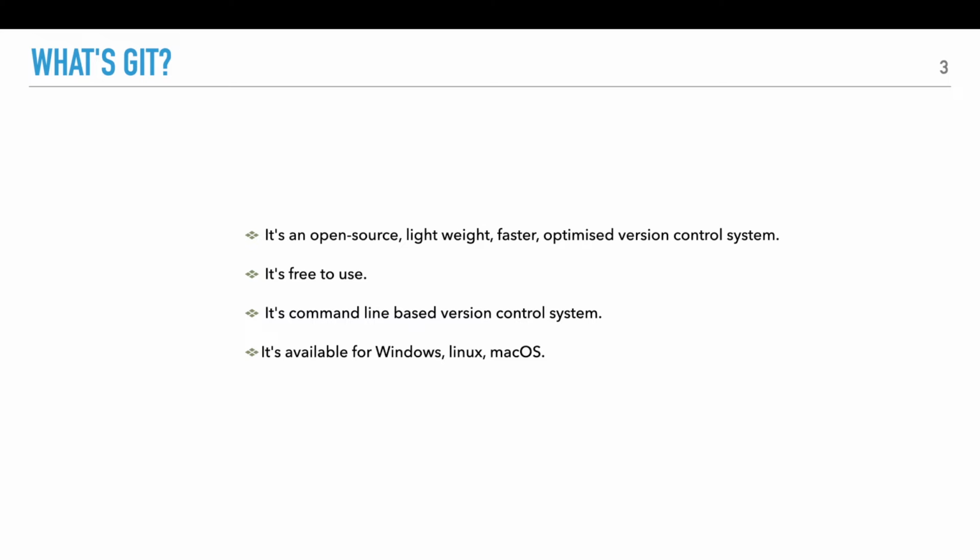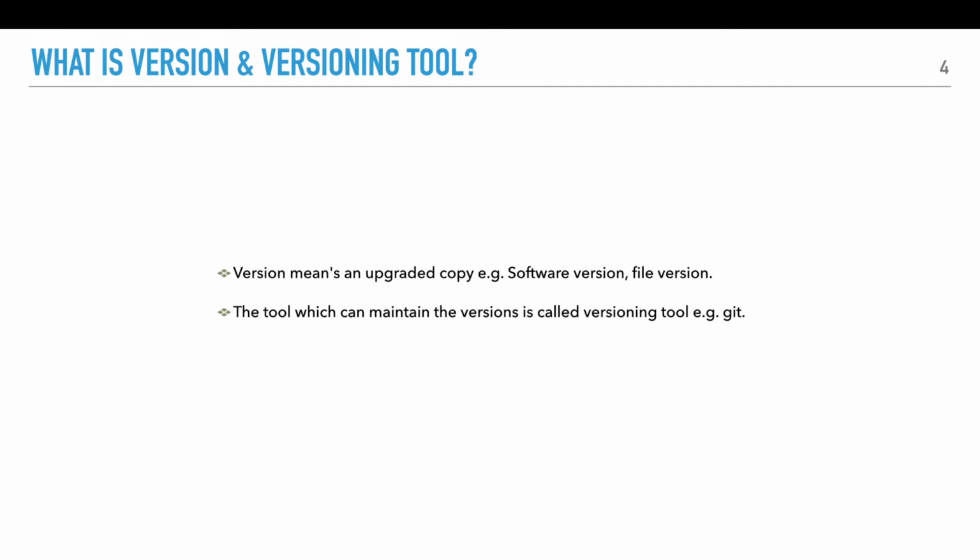So what is Git? Git is an open source, lightweight, faster, optimized version control system. It is free to use. It's a command line based version control system, and it is available for various platforms like Windows, Linux and Mac operating systems. What is a version and versioning tool?